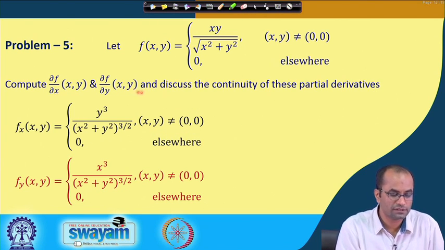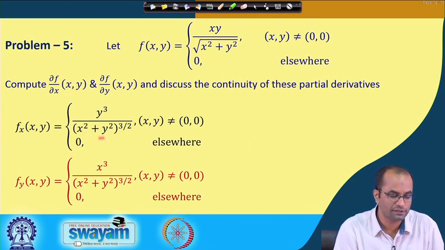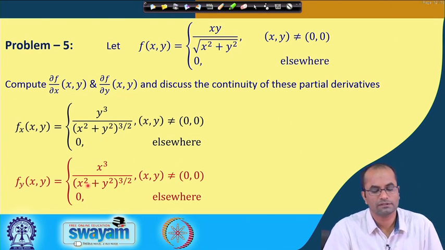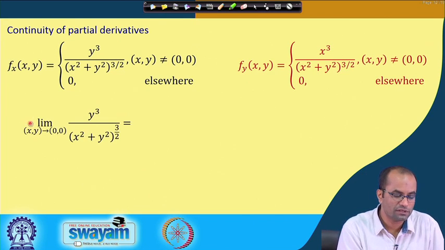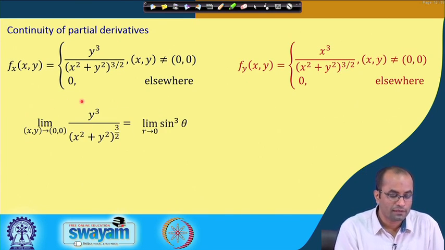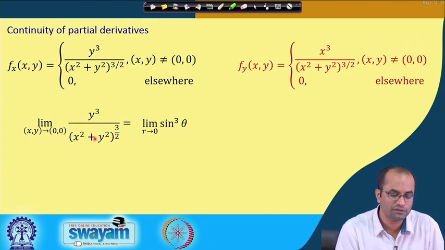So, we want to discuss the continuity. To discuss the continuity, we have to see whether the limit of this function is 0, or the same thing here, that the limit of this is 0, then the function is continuous, otherwise it is not continuous. So, we have to check those limits here. In this case, we substitute x is equal to r cos theta, y is equal to r sin theta. So, we will get here r cube and here also r cube sin cube theta. So, r cube will get cancelled and we will get sin cube theta.